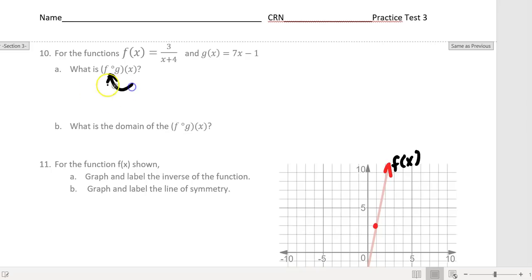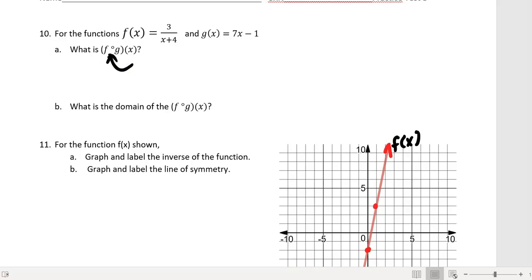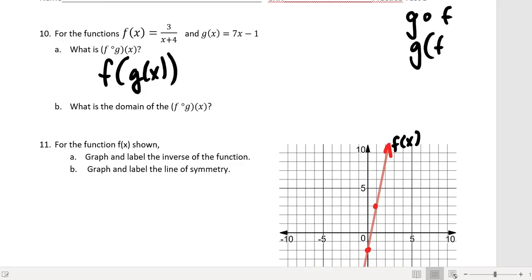Okay, let's look at problem number 10. The order of the letters is very important. This could be written as F composed with G. So we're going to take the output from G and we're going to put it in as the input of F. So if it had been G composed with F, then we would have used the output from F and put it into G. You always go from right to left.